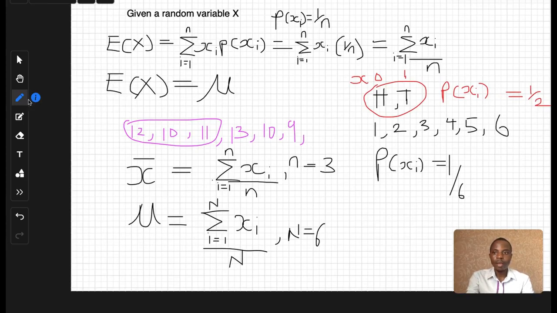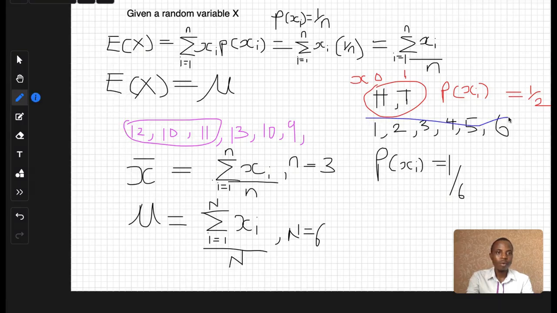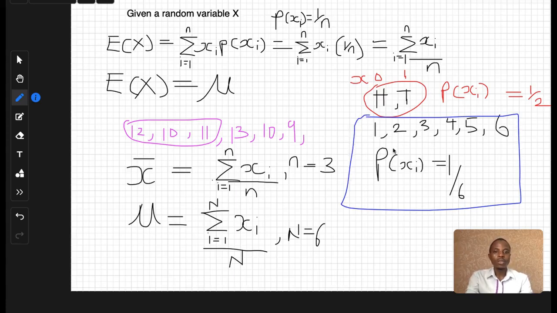So in the first case, the probability of xi is 1 over 6, but in the second case it is 1 over 2. You need to be mindful of the fact that in some other cases your probability of xi may not be constant. That is in cases where the elements are not equally likely to come up when you're doing your random experiment. All right, so in that case, we may move on to see how the expectation works.